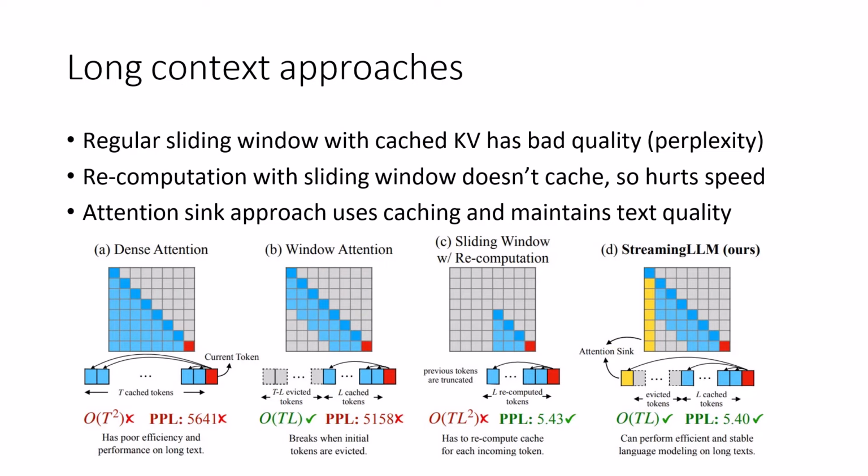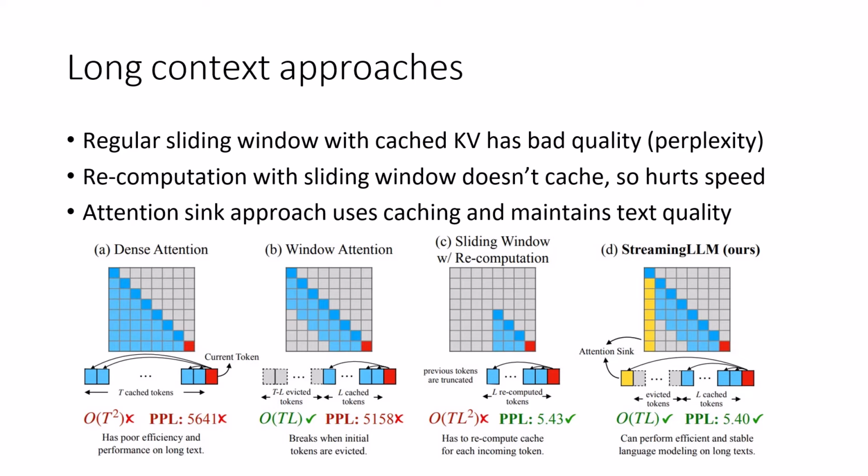Next is slide four, long context approaches. The idea here is that a regular sliding window with KV caching has real problems. Perplexity, if you look at the figure at the bottom, is on a log scale for the probability: how likely the tokens in the test set were, according to what the model was trying to output. If your model was 100% certain and had the right token, you get a very low perplexity. Normally a perplexity of 2 to 5 is pretty good.